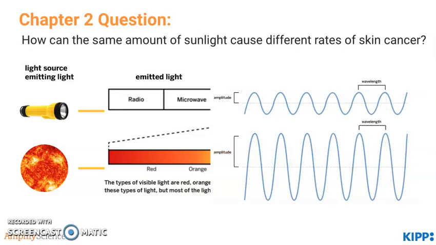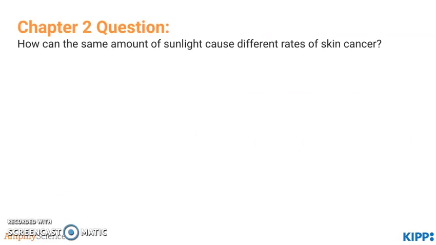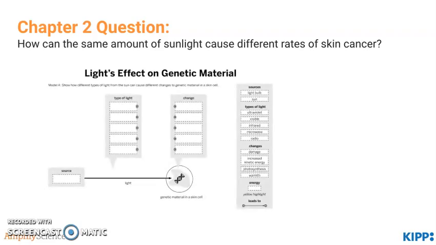Students learn that not only do different types of light exist, but that different types of light have different wavelengths. They're able to explore changing these wave properties in the online sim. To end Chapter 2, students learn about how different types of light have different effects on genetic material, leading them to see that ultraviolet light causes damage to genetic material.